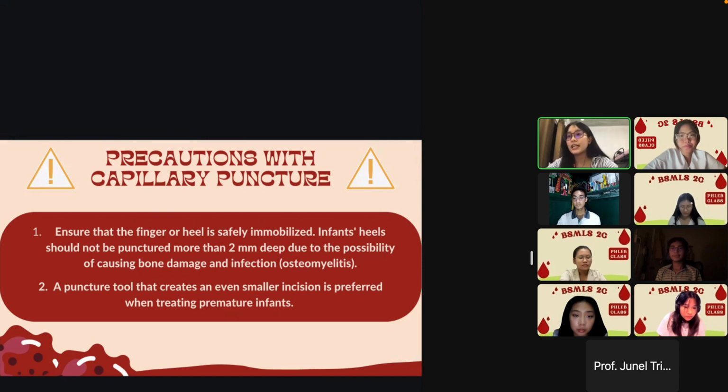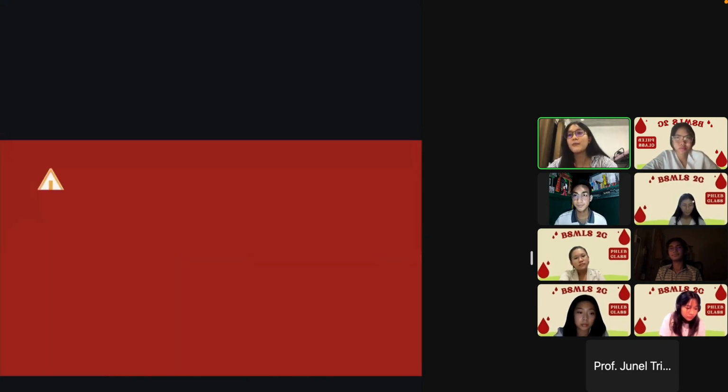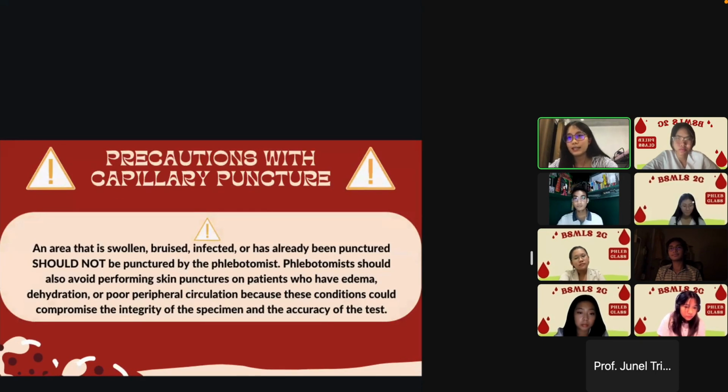I mentioned earlier that it should not exceed 2 millimeters because it can cause bone injury or what we call osteomyelitis. Next, a puncture tool that creates an even smaller incision is preferred when treating premature infants. A smaller incision helps avoid osteomyelitis.